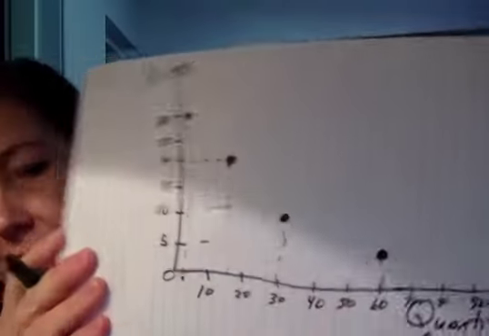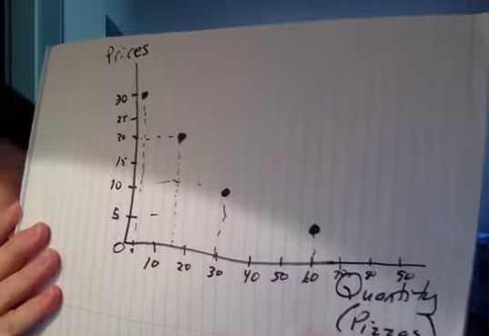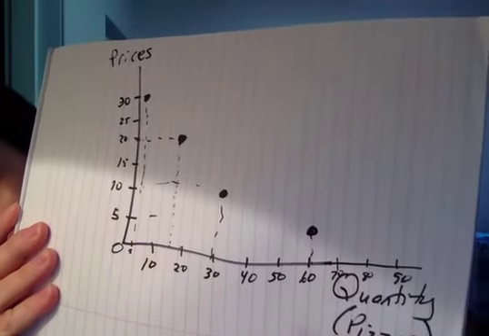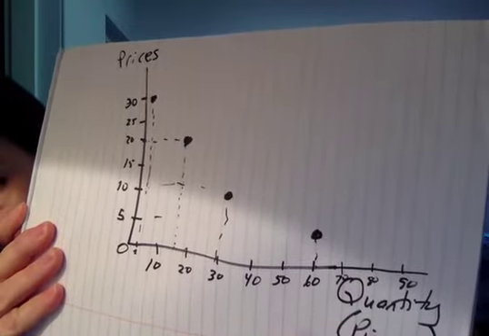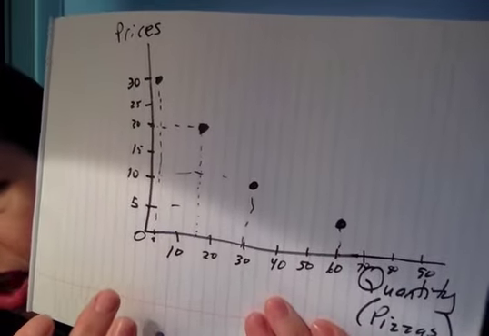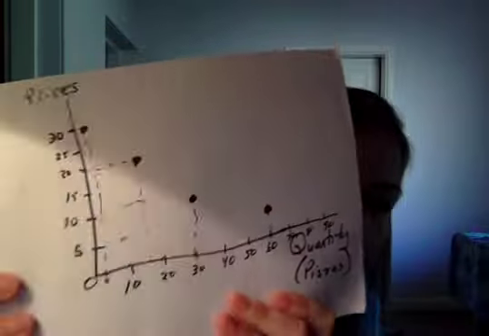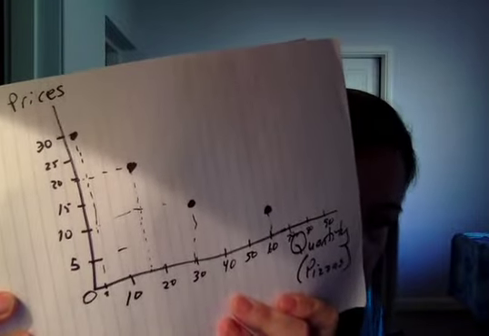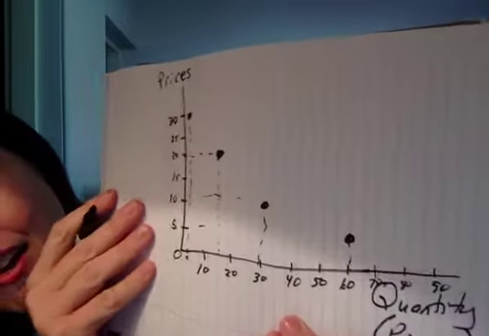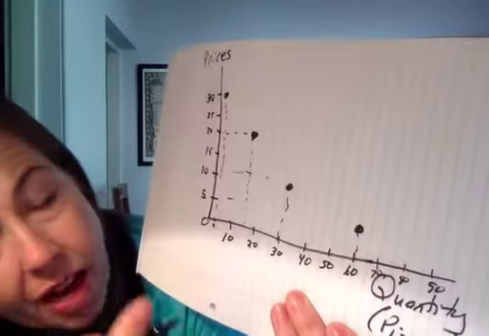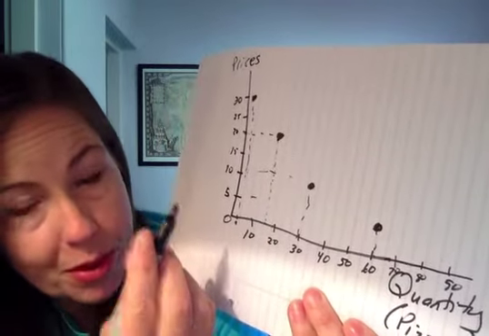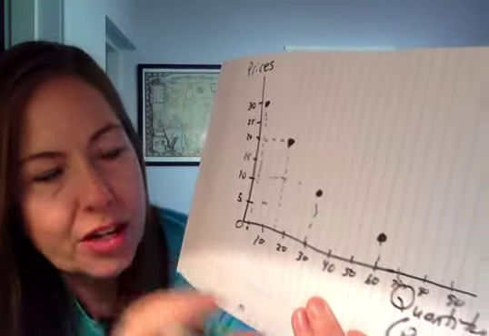The point I want you to see is that as more and more people are buying pizzas, it must be the case that the price of pizzas is falling if our quantity demanded is increasing. That's the law of demand. So as the price of pizza falls, the quantity demanded of pizzas increases. And conversely, as the price of pizzas goes up, the quantity demanded of pizza will decrease.